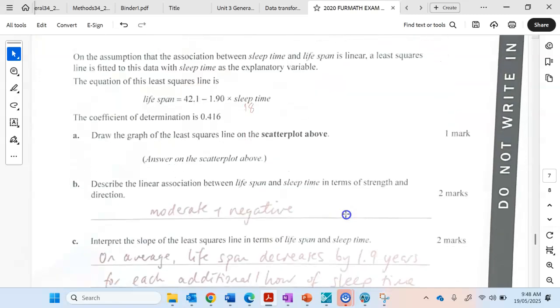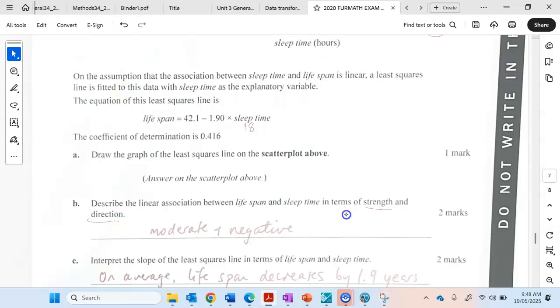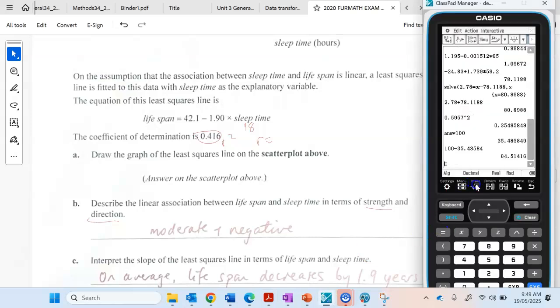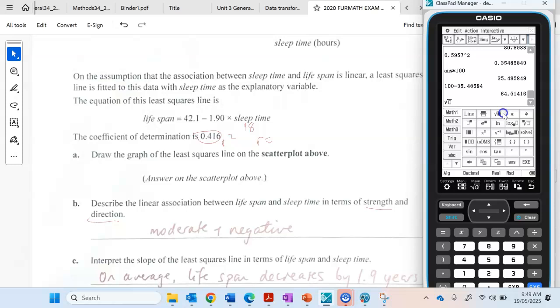All right, part B, describe the linear association between lifespan and sleep time in terms of strength and direction. So they've given you the coefficient of determination, which is R squared. You can use that to find R. So just going on the calculator, square root of 0.416, and we get 0.644. So coefficient of determination is R squared.